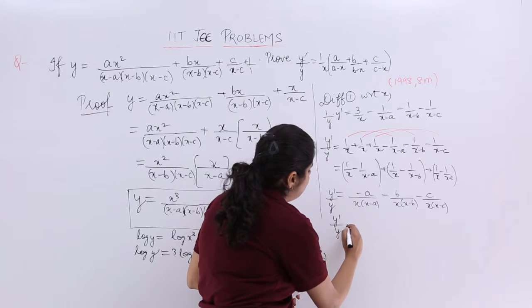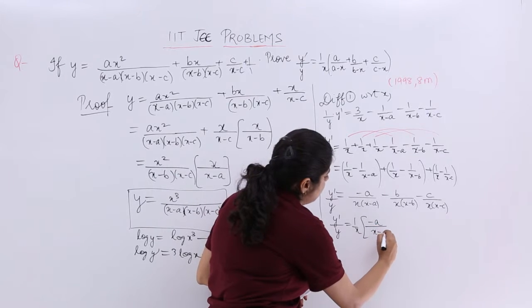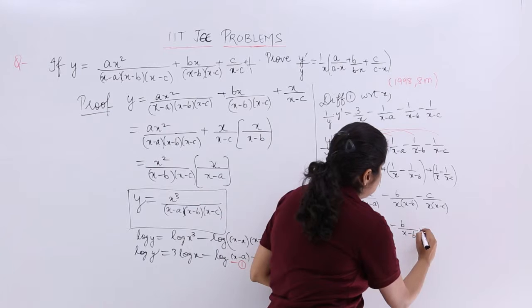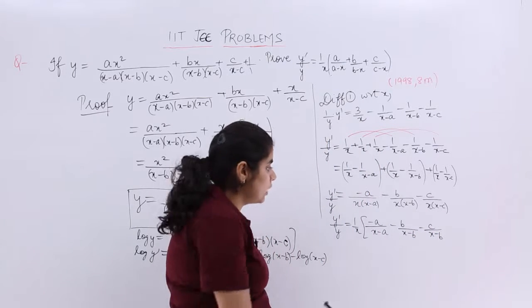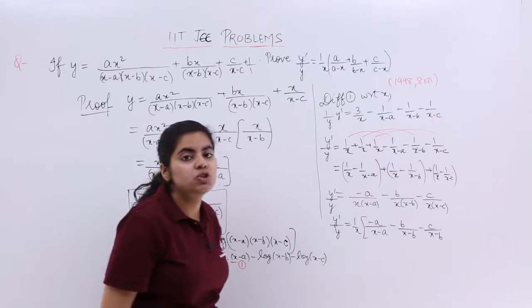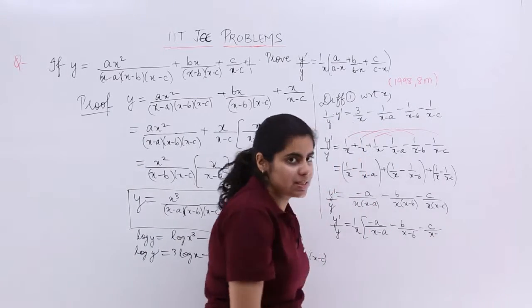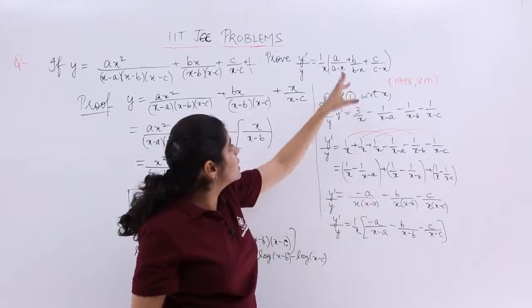So it is y dash upon y, 1 upon x, if I take common, it is minus a upon x minus a. It is minus b upon x minus b. It is minus c upon x minus c. I am sorry, it should not be x minus b, it should be rather x minus c. So let's make that change. It is x minus c. Now again the answer is not matching.